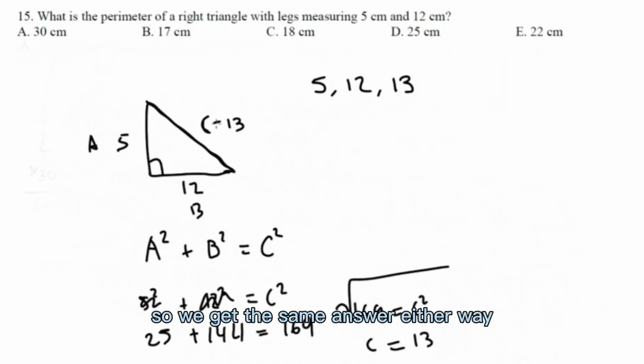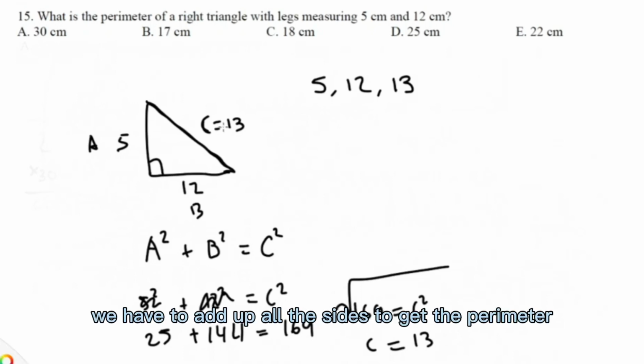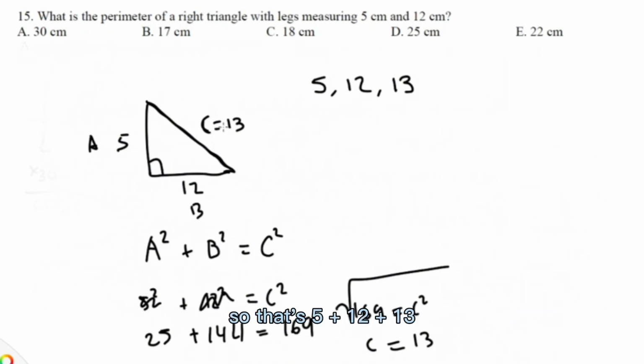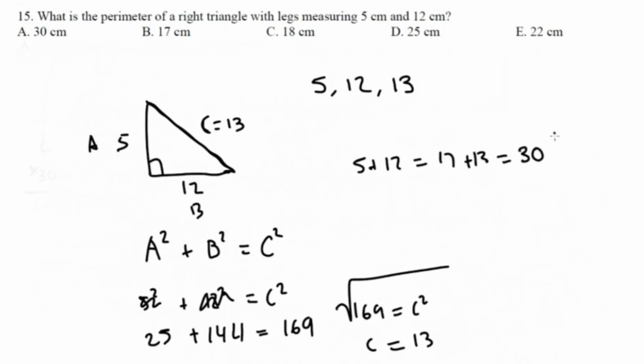So we get the same answer either way. C equals 13. Alright, now we have to add up all the sides to get the perimeter. So that's 5 plus 12 plus 13. 5 plus 12 equals 17, and 17 plus 13 equals 30. And that's your answer.